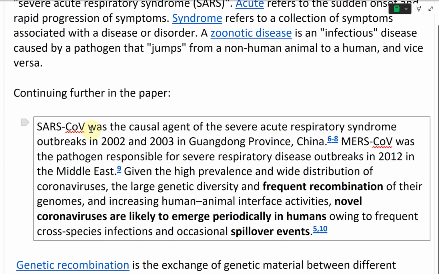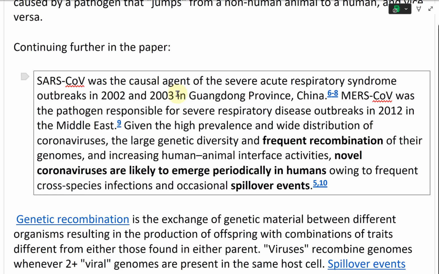So continuing further in the paper, SARS-CoV, or the SARS-CoV-1, was the causal agent of the severe acute respiratory syndrome outbreaks in 2002 and 2003 in Guangdong Province, China. And MERS-CoV was the pathogen responsible for severe respiratory disease outbreaks in 2012 in the Middle East.